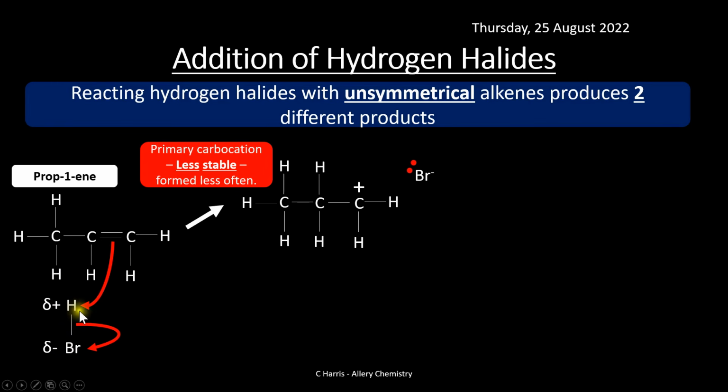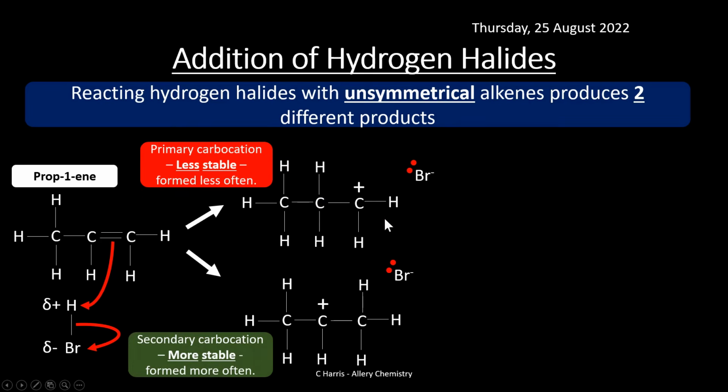So we're going to go, electrons move to the delta positive hydrogen, that breaks that bond, and we form this intermediate here, okay? Now look at the carbocation here. This carbon has only got one carbon bonded to it, so it's a primary carbocation. So this is pushing electrons into that carbocation, and that's it.